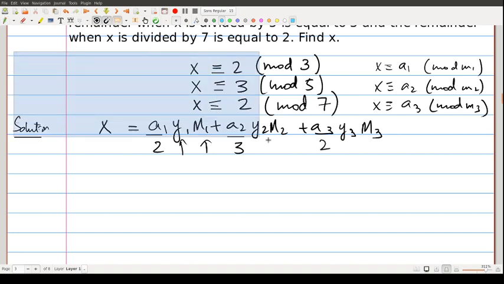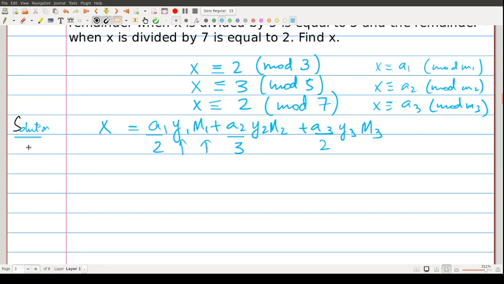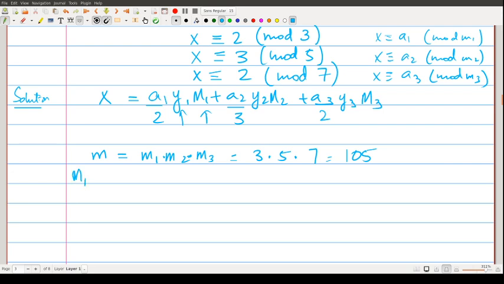So the first thing that we do is, this is an example, so let's just do it with blue. First off we will find small m, which is m1 times m2 times m3. We just need to multiply these together, which is 3 times 5 times 7, which is 15 times 7, 21 times 5, 105. Now we construct capital M1, which is 105 divided by small m1, which is 105 divided by 3, which is 5 times 7, so 35, I think.